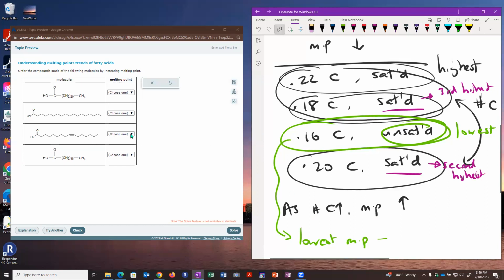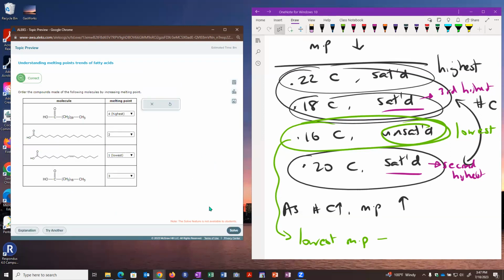So if we were to rank these by increasing melting point, we start with the lowest. That will be the unsaturated. So that's the lowest. The next one will be the one with the 18 carbons. That's this one. Obviously, the highest is going to be the first one, and then that leaves number 3. The second highest one will be the one at the bottom.